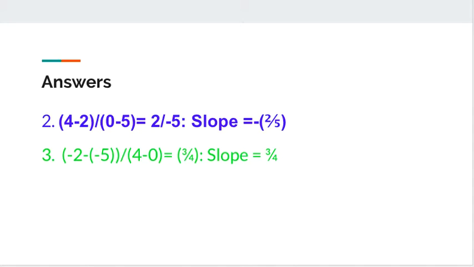Let's go back to the answers here. We have 4 minus 2 over 0 minus 5. And keep in mind here we have a negative slope. I will demonstrate this in a second. And then here we actually have to subtract negative numbers, which is a little difficult sometimes, but you just have to be careful with your subtraction. So you end up having negative 2 plus 5, which equals 3 over 4, so the slope is 3 over 4.